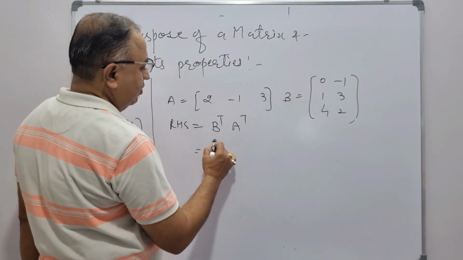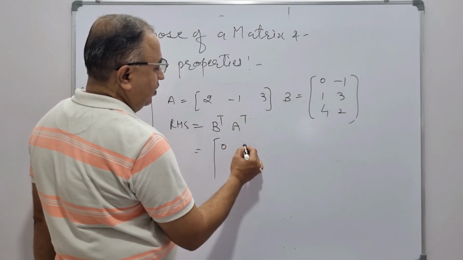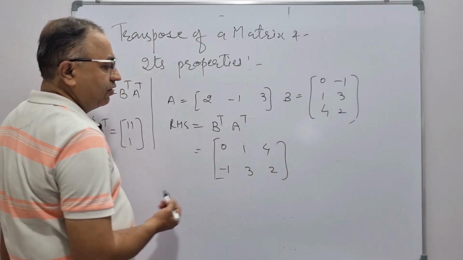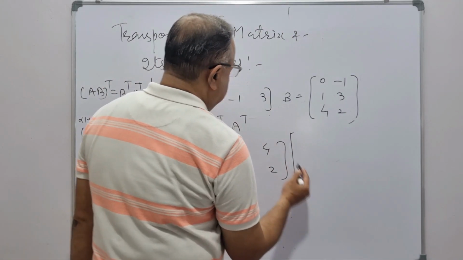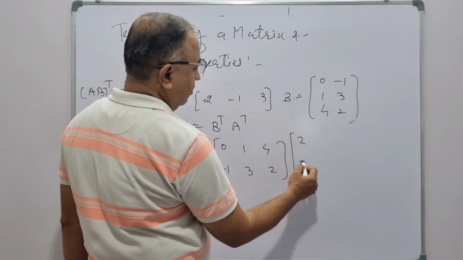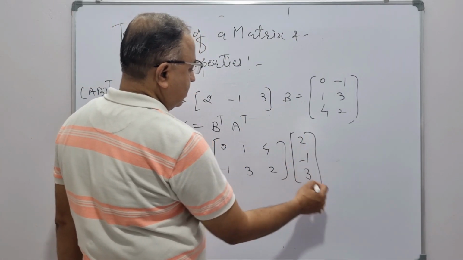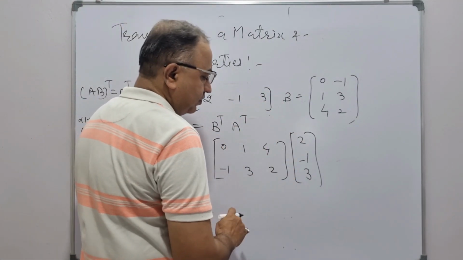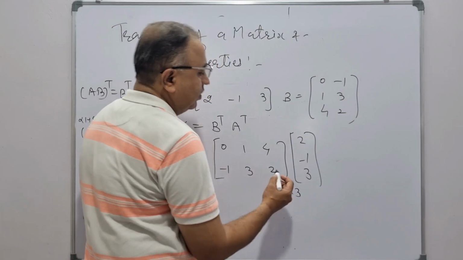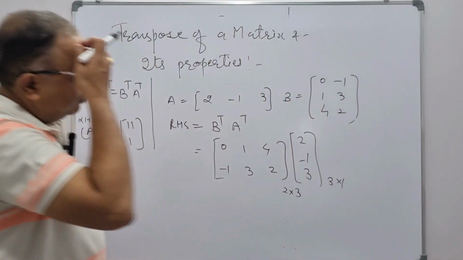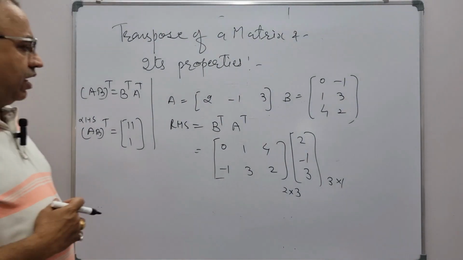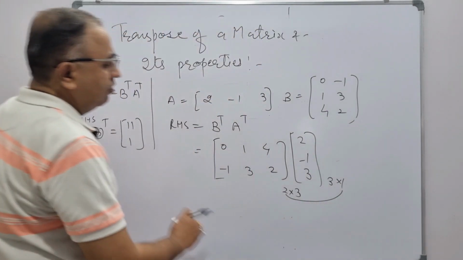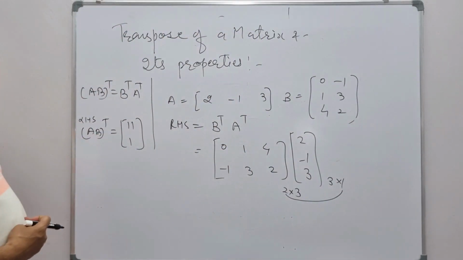So B transpose, converting first column into first row here, second column into second row. Interchanging rows into columns, you get the transpose. Transpose of A, this is a row matrix, it becomes a column matrix now. Now what is the order here? 2 rows, 3 columns. Here 3 rows, 1 column. Right. So again, multiplication is possible, and the result will be of order 2 by 1. That means there will be 2 rows and 1 column, same as the left hand side.